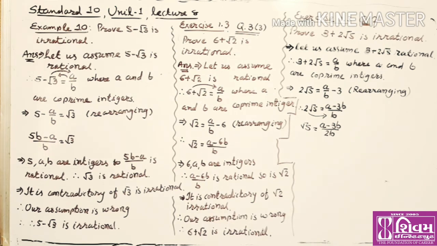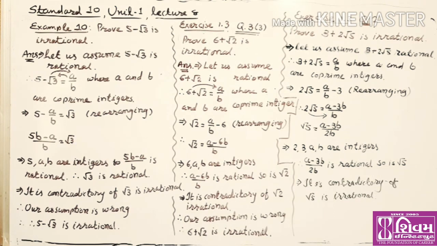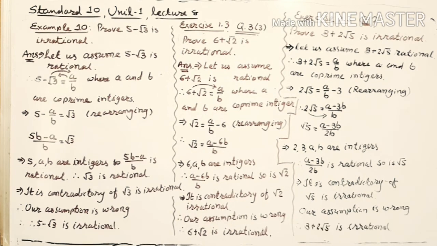Okay, now as 2, 3, A and B are integers, therefore the term that occurred because of them, (A minus 3B) upon 2B, is also rational, because 2, 3, A, B are integers, and the ratio of integers is always rational. Therefore (A minus 3B) upon 2B is rational, and so it is the value of root 5, so root 5 is also rational. But this contradicts that root 5 is irrational, and therefore we can say our assumption is wrong, and it means 3 plus 2 root 5 is irrational.